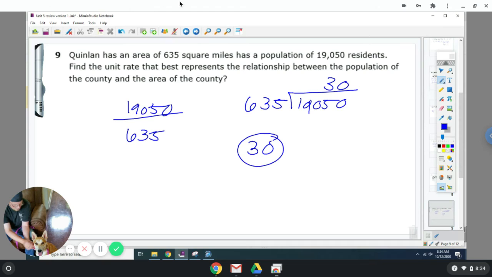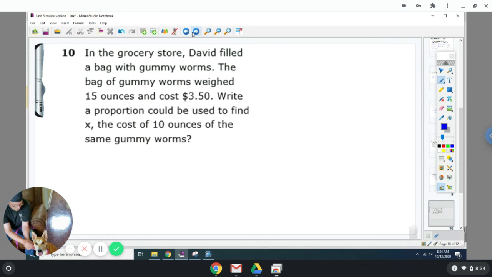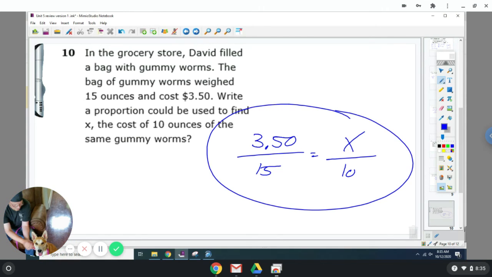All right, number 10. In the grocery store, David filled a bag with gummy worms. The bag of gummy worms weighed 15 ounces and cost $3.50. Write a proportion used to find X, the cost of 10 ounces of the same gummy worms. Okay, so his original ratio is $3.50 for every 15 ounces. He wants to know how much 10 ounces will be. And all we need to do is set up the proportion, which is this.